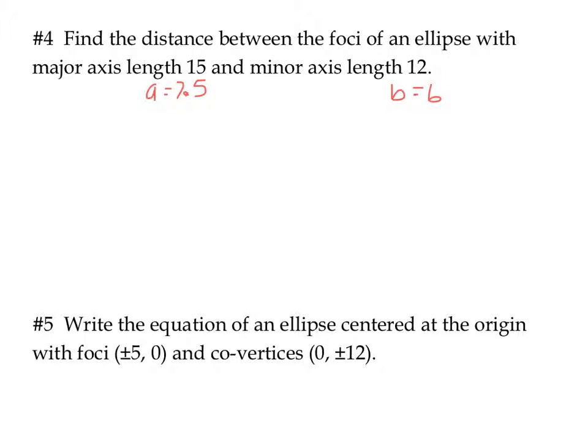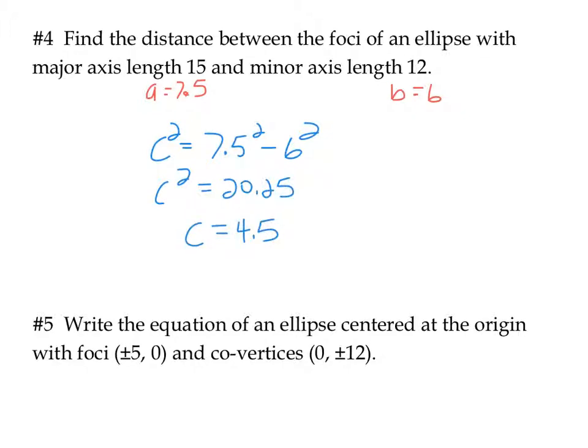So now we can set up c squared equals a squared minus b squared. That's c squared equals 7.5 squared minus 6 squared, which equals 20.25. So that means c equals 4.5. We square root that, right? To find out what c is, square root both sides. So c equals 4.5. So the distance between the foci is going to be 9.